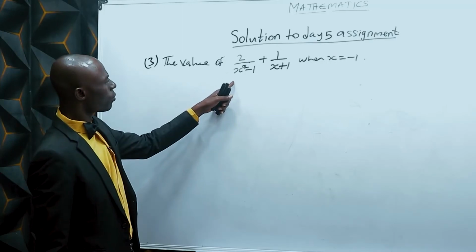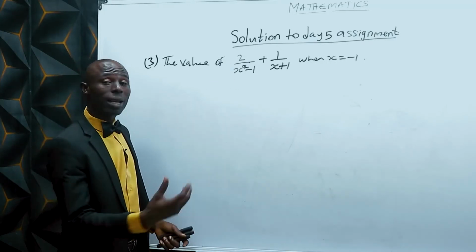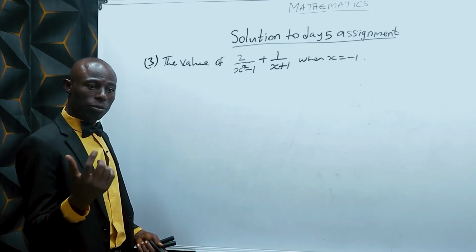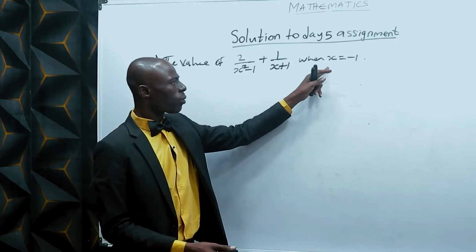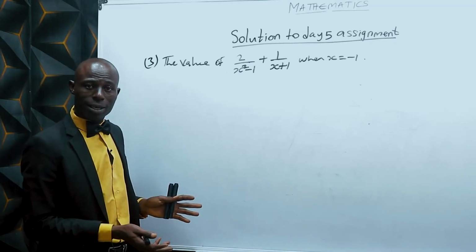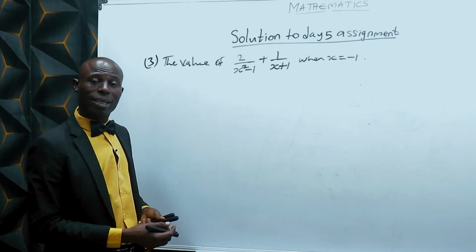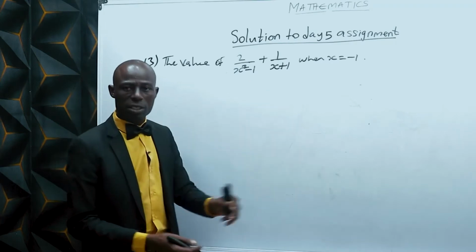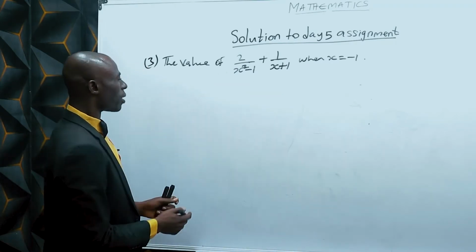The value of 2 over x squared minus 1 plus 1 over x plus 1 when x equals minus 1. I think I've told you this before: don't just straight away substitute the value of x given to you into the expression, it will be funny. You won't get the correct answer. Simplify the expression first before you substitute for the value of x.